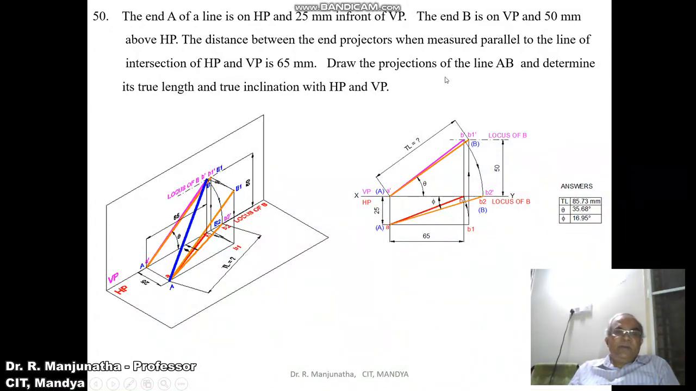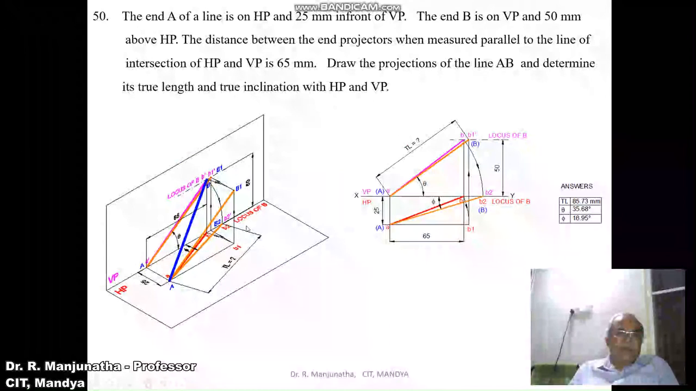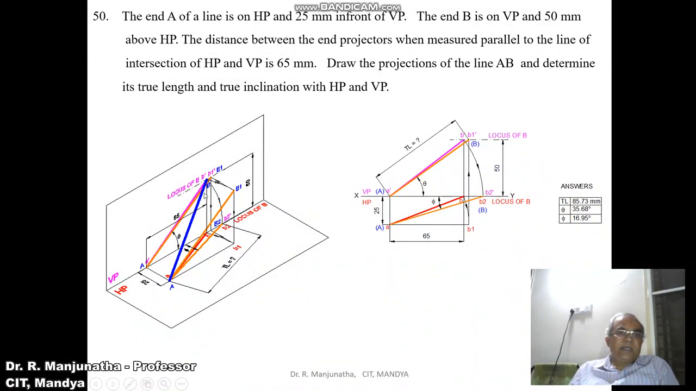The end B is on VP. On VP means when you look from the top view, it will be on the horizontal line. So you can see here, this is going to be the locus of B. And it is 50 mm above HP. So when you look from the front view, you can see the distance above HP, which is 50 mm, and draw the locus of B in the front view.